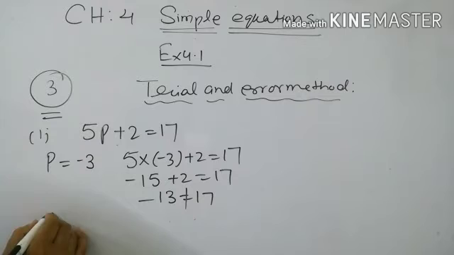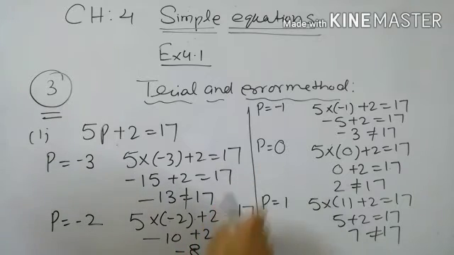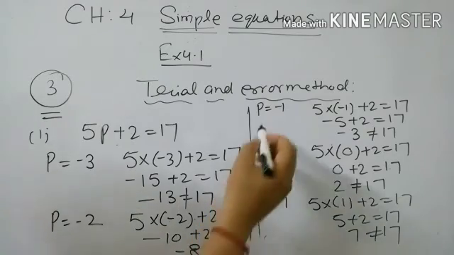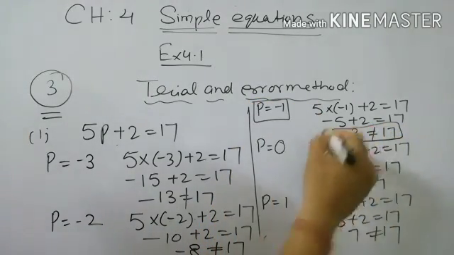So we put p equal to minus 2. So 5 into minus 2 plus 2 equal to 17. 5 into minus 2 is minus 10, and plus 2 gives minus 8, not equal to 17. Also we get an error. Now we put p equal to minus 1, and 0, like this. When we put p equal to minus 1, we get an error, not equal.